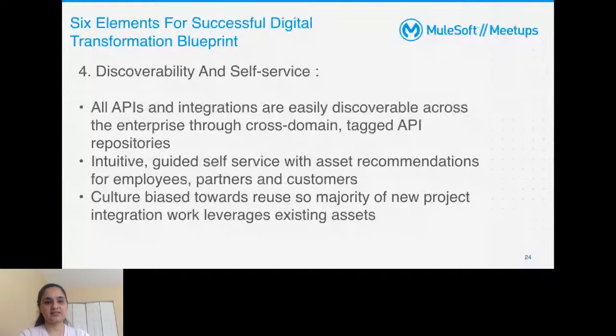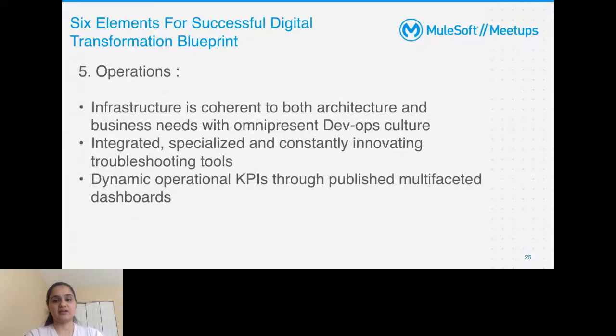So, this is the discoverability and self-service. The next element is operations. In operations, the infrastructure should be coherent with both the architecture and the business needs, with a global DevOps culture. Integrated, social, specialized, and constantly innovating troubleshooting tools should be required in the operations element, and also operational KPIs through published dashboards. So operations tasks should be easily manageable with the dashboards, that kind of easy service they need for the operations.